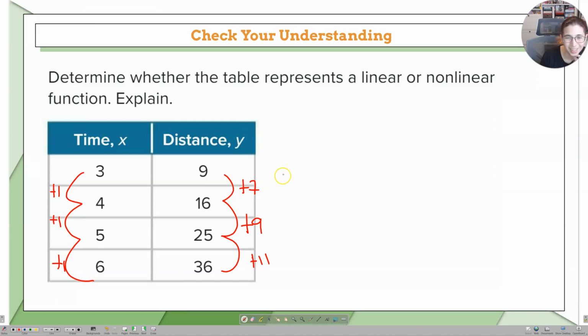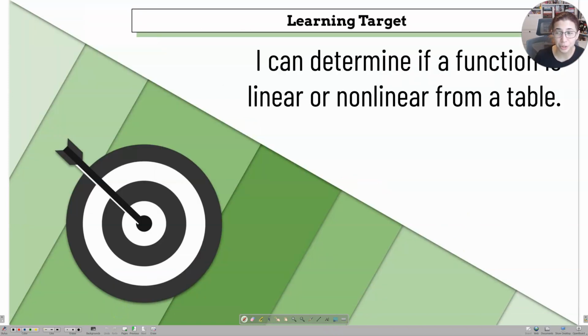Well, the rate of change from 3 to 4 is 7. And the rate of change from 4 to 5 is 9. And the rate of change from 5 to 6 is 11. These are not the same, right? The rate of change has to be the same for it to be linear. So therefore, this is a nonlinear function. In today's video, we determined if a function is linear or nonlinear from a table.